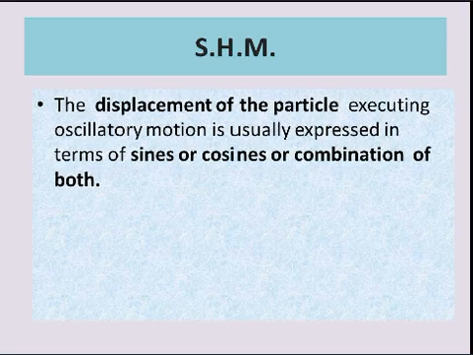As we already saw the displacement of the particle in periodic motion, now this displacement of the particle executing the oscillatory motion is always expressed in terms of sines or cosines, or even the combination of both is allowed. If you see any equation which contains only the sine term, we can say it is following the SHM. Also, if it contains a cosine, then it also means that it is SHM, simple harmonic motion.